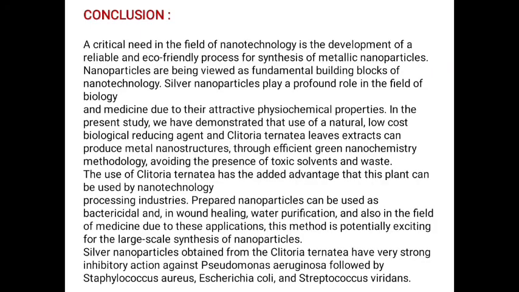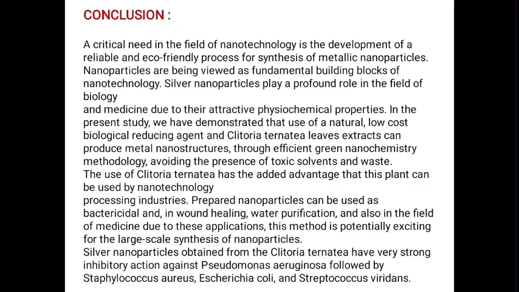Conclusion. A critical need in the field of nanotechnology is the development of a reliable and eco-friendly process of synthesis of metallic nanoparticles. Nanoparticles are being viewed as fundamental building blocks of nanotechnology. Silver nanoparticles play a profound role in the field of biology and medicine due to their attractive physiochemical properties. In the present study, we have demonstrated that use of a natural, low-cost biological reducing agent, the Clitoria ternatea leaf extract, can produce a metal nanostructure.